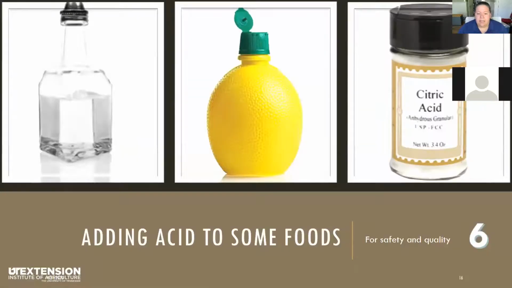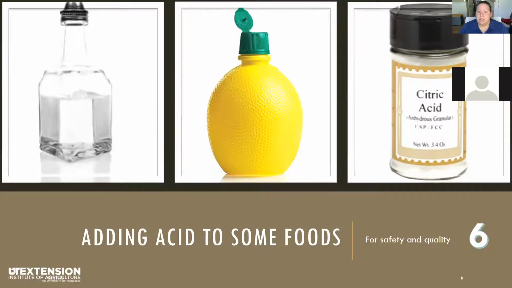The next thing is adding some acid to some foods for safety and quality. You can use vinegar, commercial grade lemon juice, or citric acid. With the vinegar, you want to make sure that it's at least 5% acidity, and it is good to get commercial vinegar. You don't want to use homemade vinegar for this. The commercial one is formulated to be at least 5%, but you do want to check that it says 5%, because there are times where it can be lower than 5%, and I've seen that in grocery stores and certain brands of vinegar.